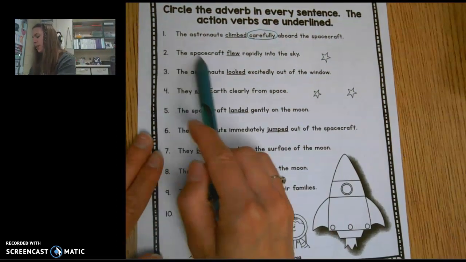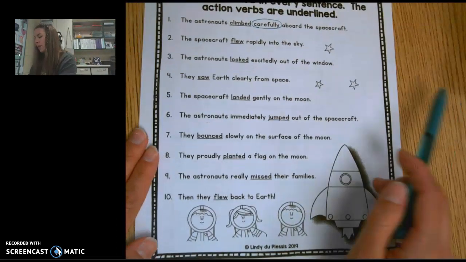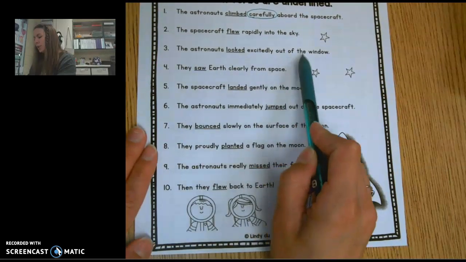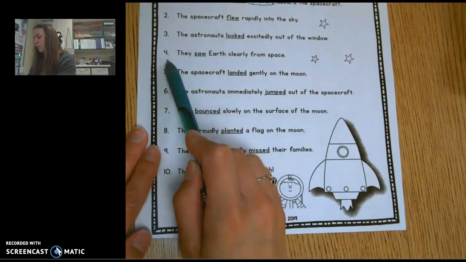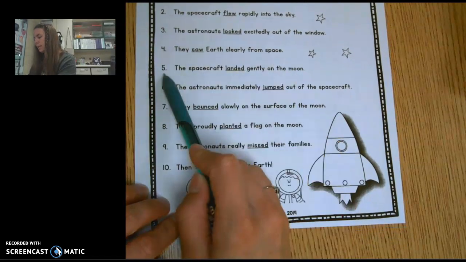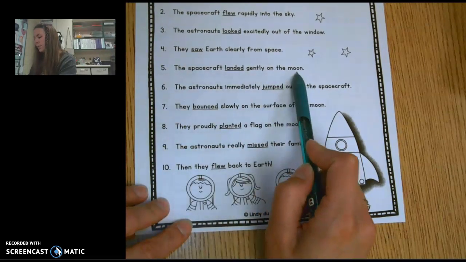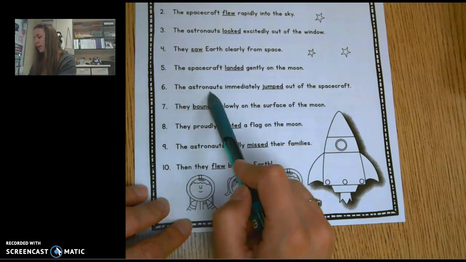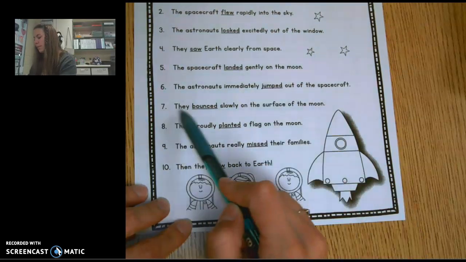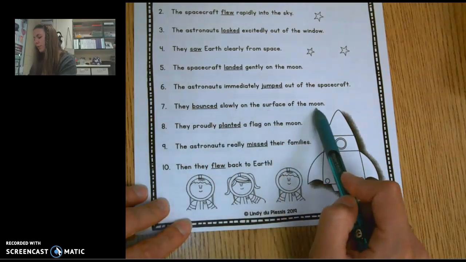Number 2, the spacecraft flew rapidly into the sky. Number 3, the astronauts looked excitedly out of the window. Number 4, they saw Earth clearly from space. Number 5, the spacecraft landed gently on the moon. Number 6, the astronauts immediately jumped out of the spacecraft. Number 7, they bounced slowly on the surface of the moon.